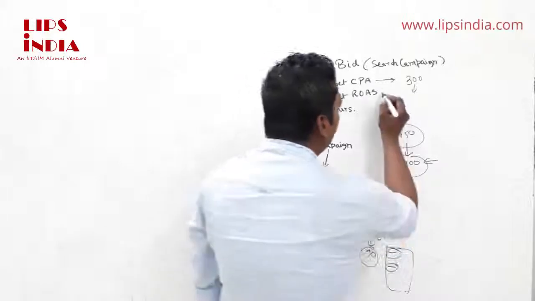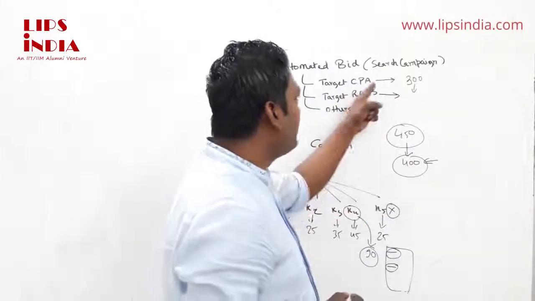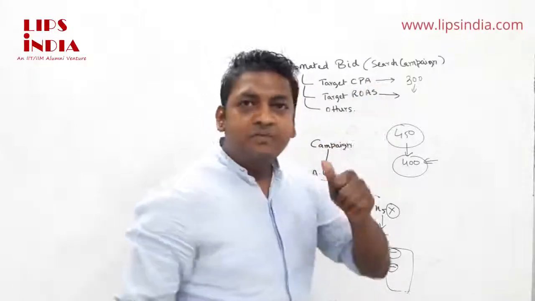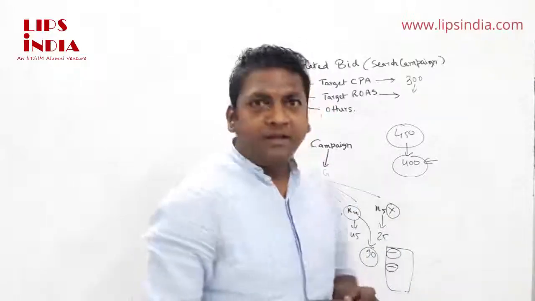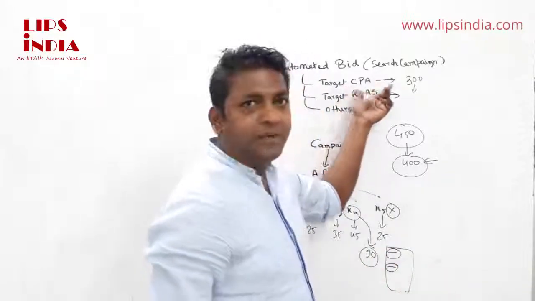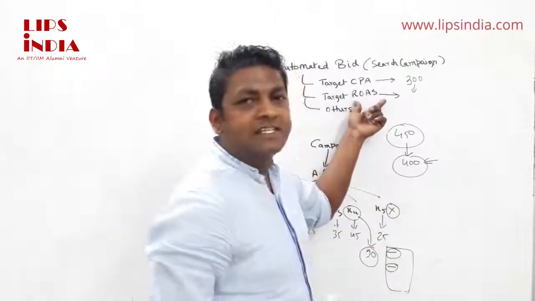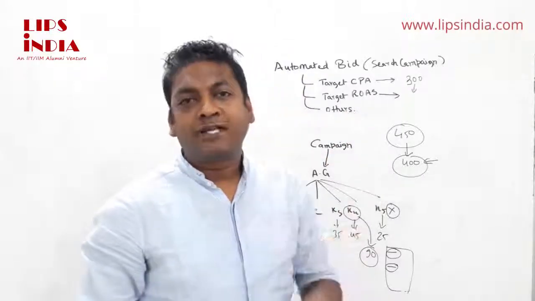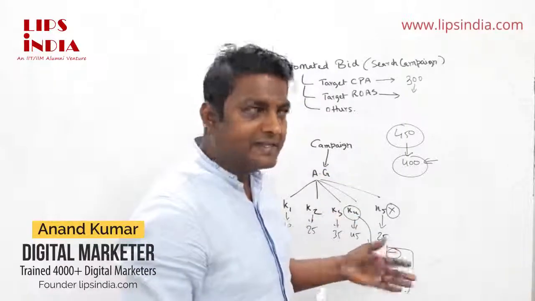And similarly, when you bid on ROAS, there is not much difference between a CPA bid and a ROAS bid. CPA is cost per acquisition, ROAS is return on ad spend. It's one and the same thing, except that in a CPA bid you're talking about the absolute number of conversions, while in a return on ad spend bid you're talking about the value of those conversions. But eventually you would end up paying for clicks at the back end.